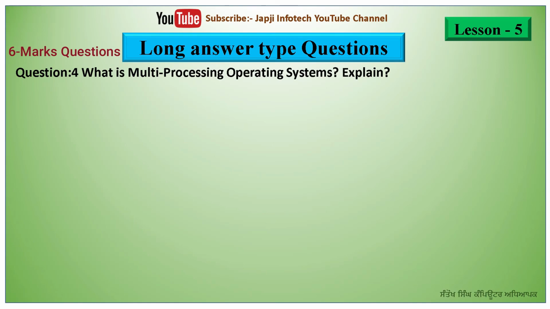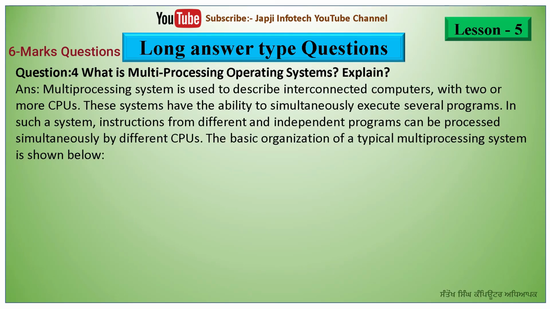The fourth one is, what is multiprocessing operating system? Explain. So multiprocessing system is used to describe interconnected computers with two or more CPUs. These systems have the ability to simultaneously execute several programs. In such a system, instructions from different and independent programs can be processed simultaneously by different CPUs. The basic organization of a typical multiprocessing system is shown below.